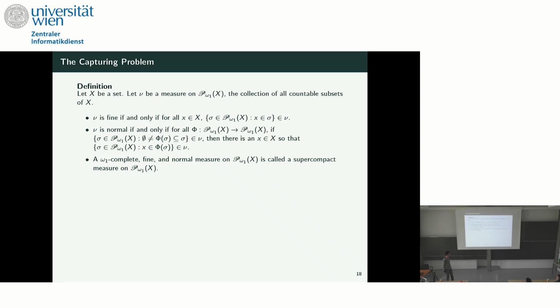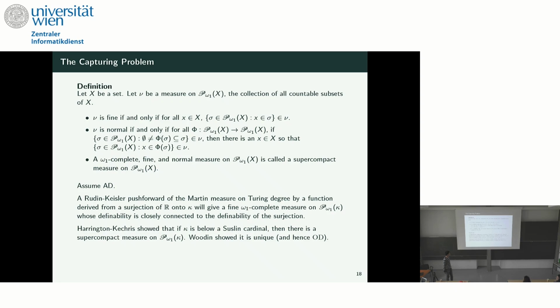So under AD, there's no problem getting countably complete fine measures. If you pick a surjection of R onto kappa, you can create some kind of natural function and use it to do the Woodin-Kechris push forward of the Martin measure on Turing degrees, and its complexity will be closely connected to how complicated the surjection you chose. And then Harrington-Kechris showed that if kappa is below a Suslin cardinal, then there is a supercompact measure on P_omega1(kappa), and Woodin showed that it's actually unique, so it's absolutely ordinal definable.